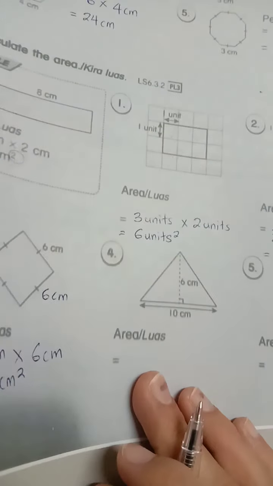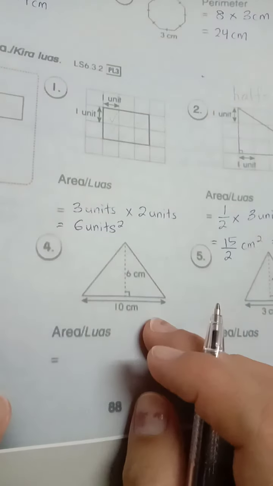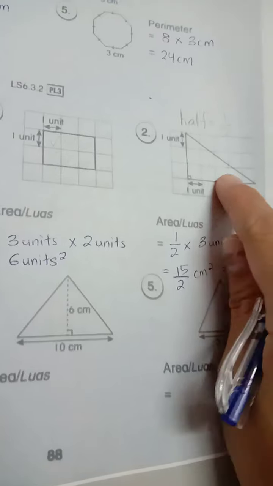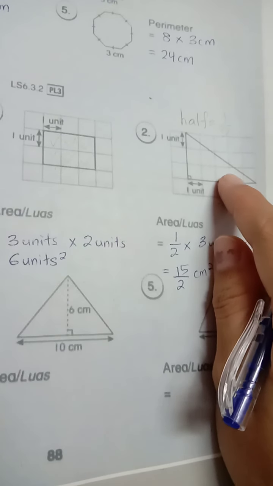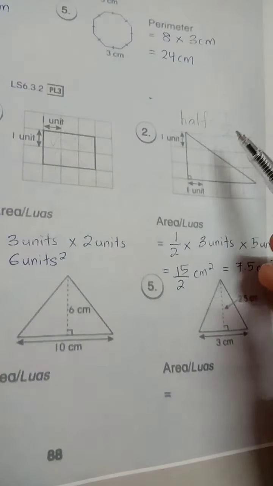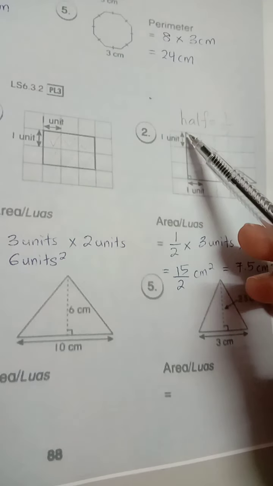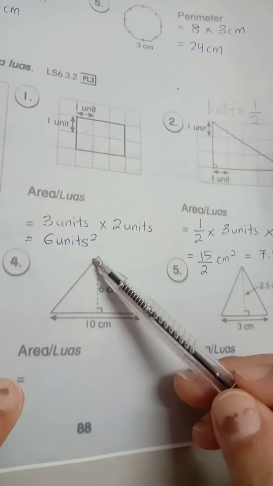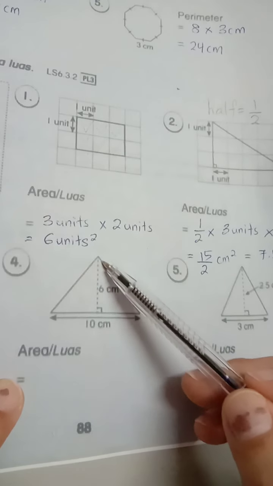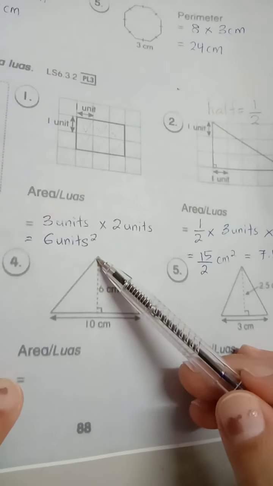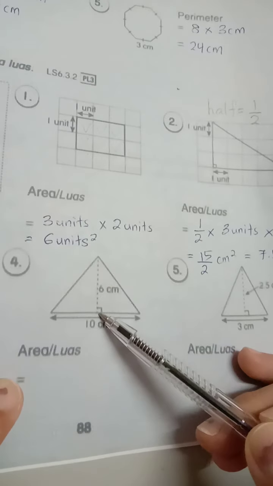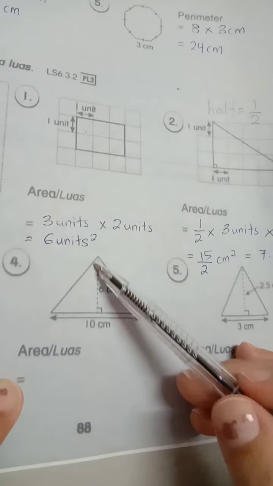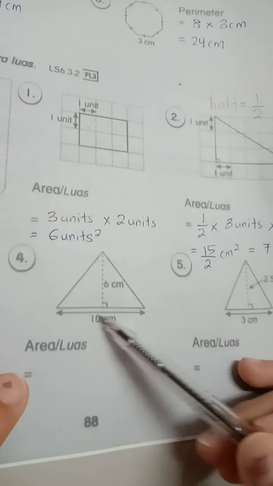Okay, good. Now let's go to another triangle here. If you can see here, this triangle is different from this triangle. The triangle here, you can right away see the height. But here, we don't use this as the height. Remember, the height should be a perpendicular line to the base. So this is the height. So again, this is a triangle.